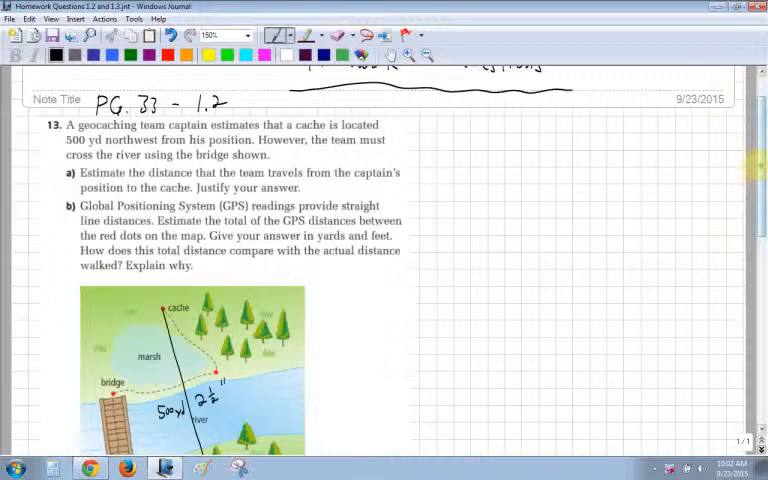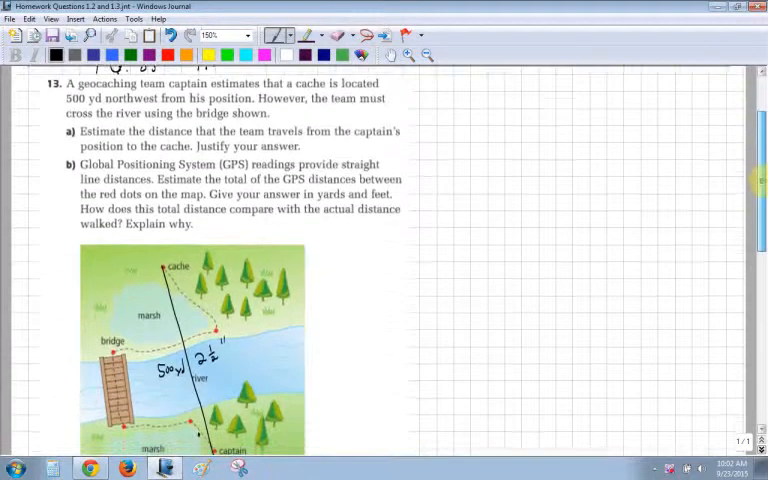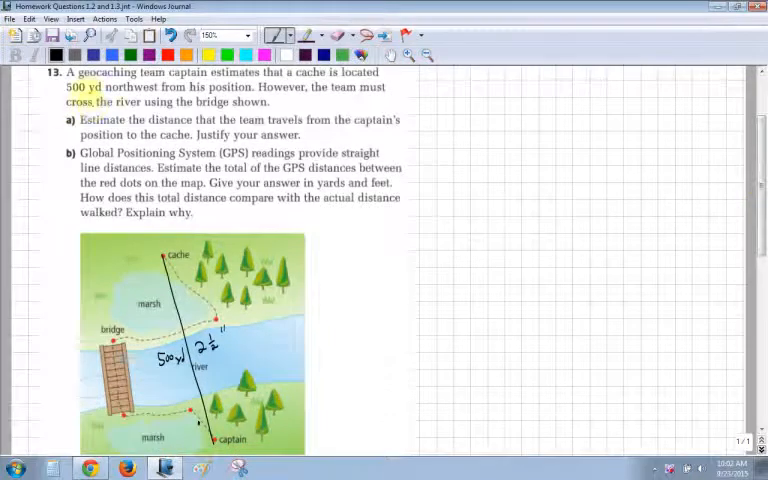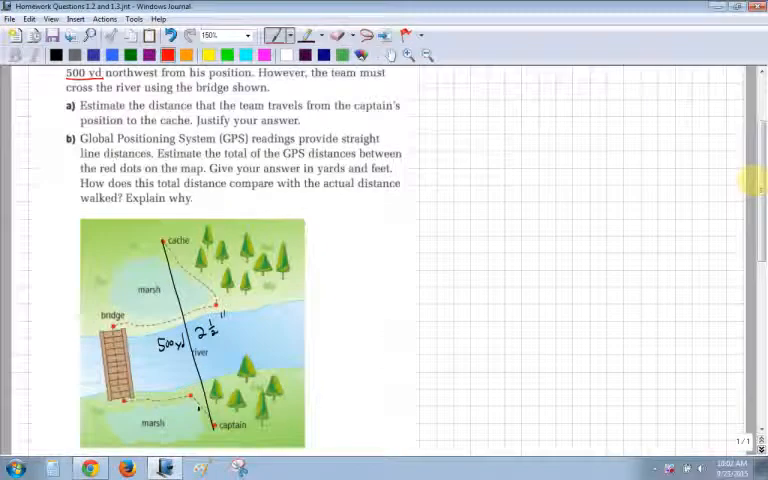The first one is this geocaching picture on page 33 from section 1.2, and the question states that the distance from the captain to the cache is 500 yards, and you'll need that information in order to figure out what your scale is. It says the team must cross the river, so instead of going straight across, they have to travel this path. They've got to go from dot to dot to dot to dot to dot.